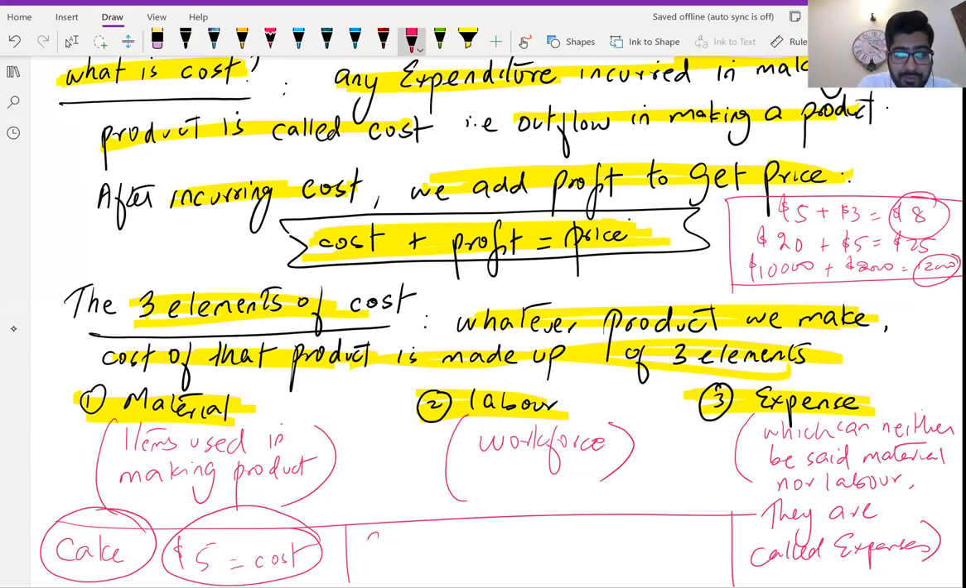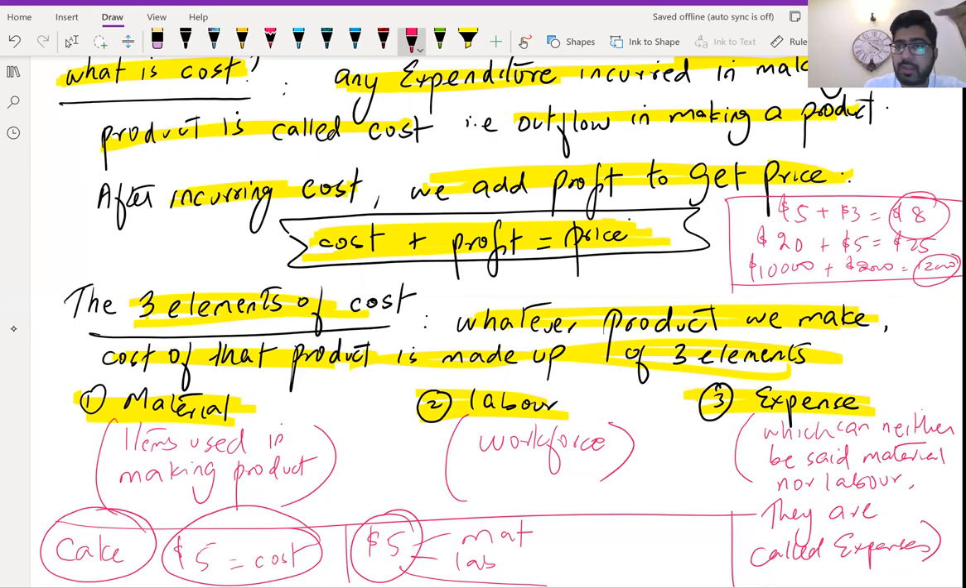Now, this $5 expenditure was incurred in making the cake. That's cost. It will always be made up of three things. Were some items used in making cake? Yes. Flour, eggs, butter, sugar. Some items were used in making cake. That is called material. Was some worker involved in making cake? Yes, labor. Did making of cake require the consumption of some electricity or gas?